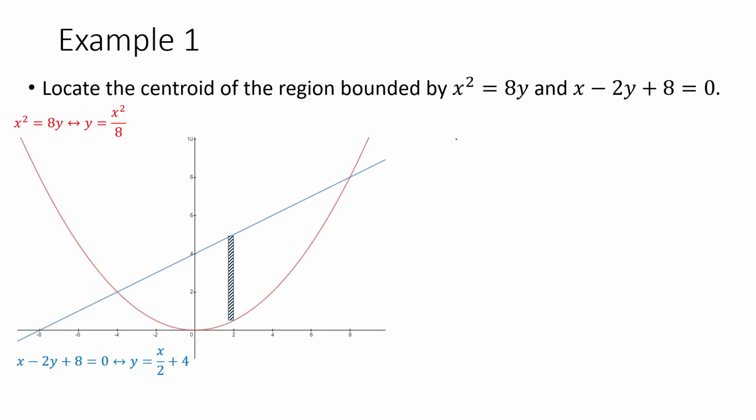Again, the formula for bar x is bar x times the area is equal to x sub c times the differential area. Since we are using the vertical strip, this becomes the integral of x sub c times y top minus y bottom dx from x1 to x2. Then on the left side is bar x times area.